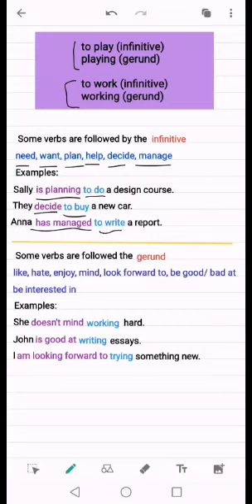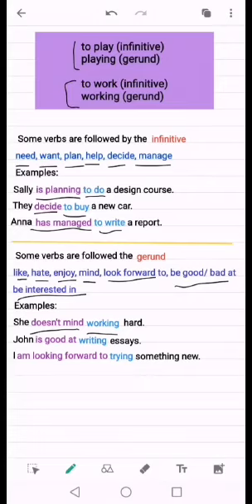And we have some verbs that are followed by gerund. What are the verbs that are followed by gerund? Like, hate, enjoy, mind, look forward to, be good at or be bad at, and be interested in. After all of these, we use gerund. For example, she doesn't mind working hard. Here we have doesn't mind. After mind, we use gerund, which is working.